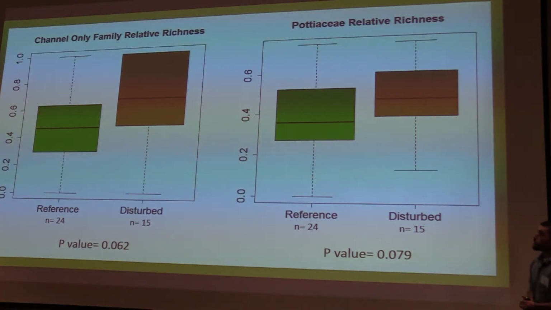Our bryophytes, interestingly, have shown us that our metric values are higher at most of our disturbed sites here. We see on the left, this is a metric that looks at the family level richness in the channel as a proportion of the overall family level richness of the site. And again, this is higher at our disturbed sites than our reference sites. On the right, this metric is based upon a single family, Pottiaceae. This was found at almost all of our sites. And this is the proportion of the Pottiaceae within the channel habitat as a proportion to the entire richness of the channel.